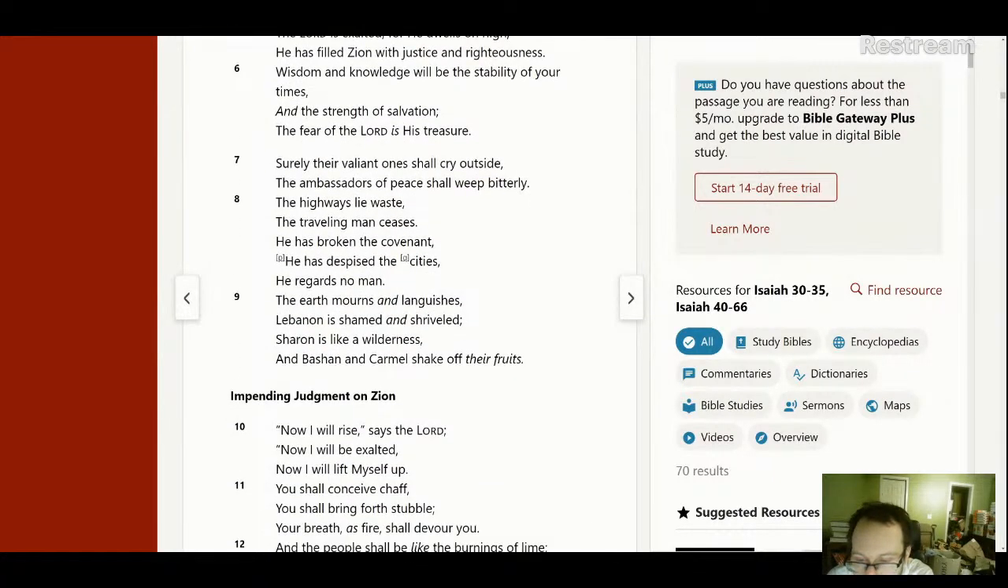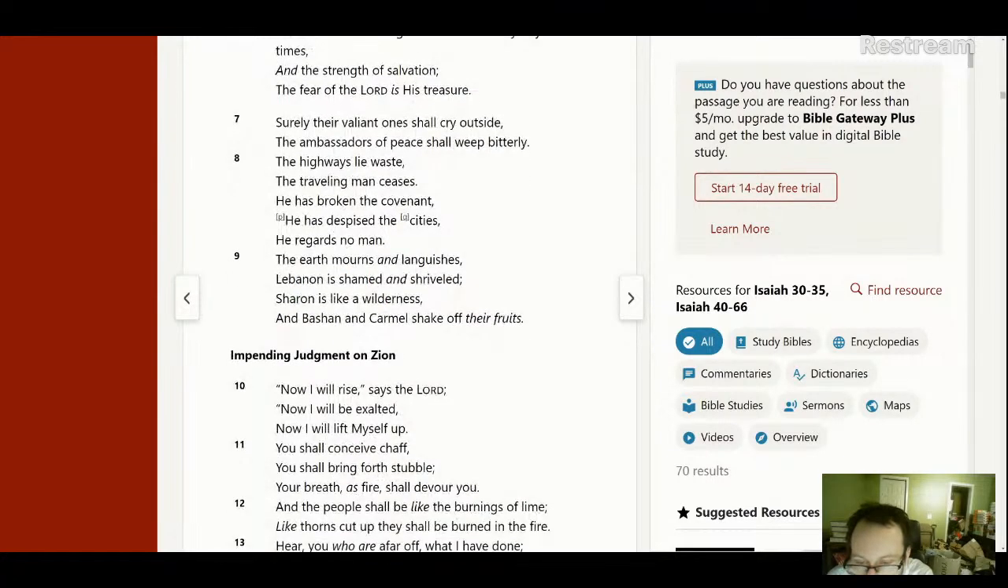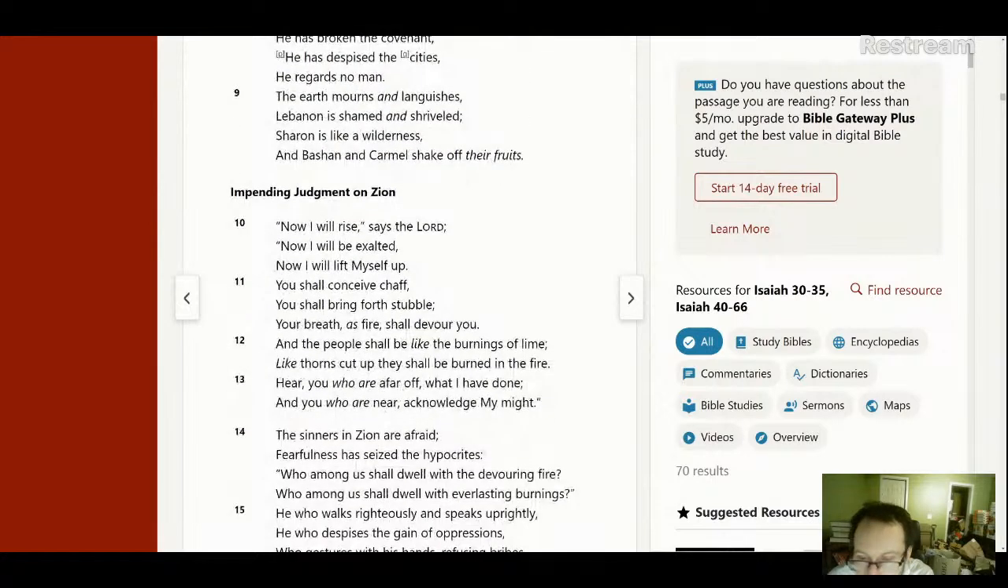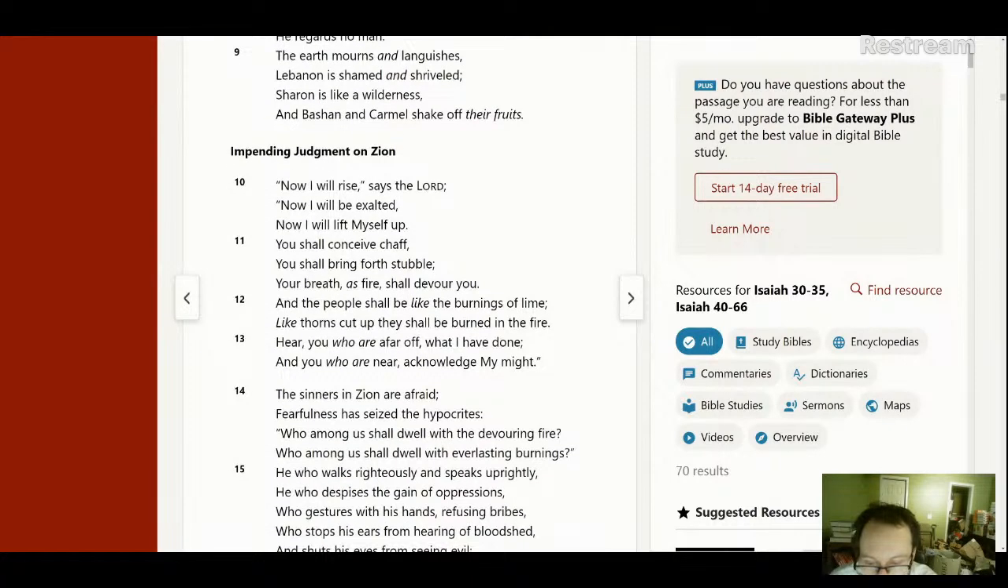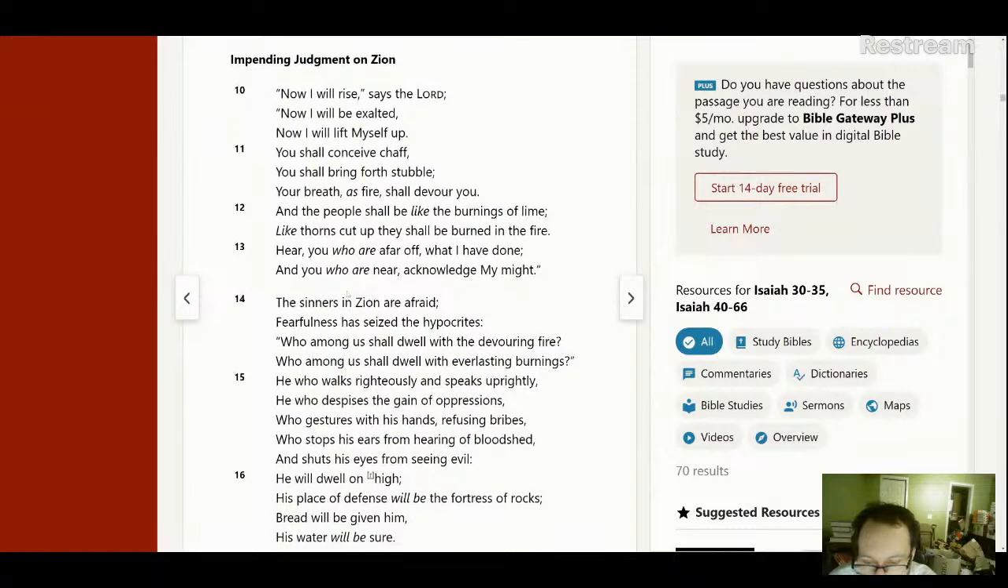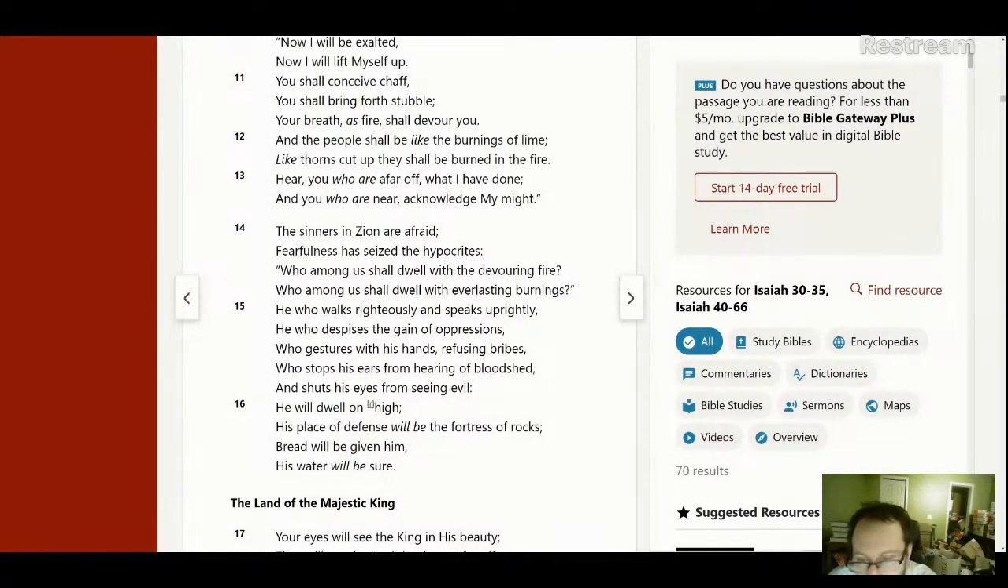Then it says, okay, Lebanon is mentioned. Sharon is like a wilderness. Bashan and Carmel shake off. Now I will rise, says the Lord. I will be exalted. I will lift myself up. The people shall be like the burnings of lime. The sinners in Zion are afraid. Fearfulness has seized the hypocrites. Who among us shall dwell with the devouring fire?